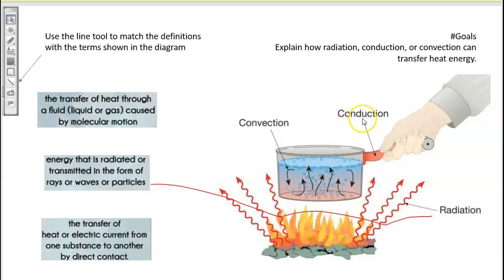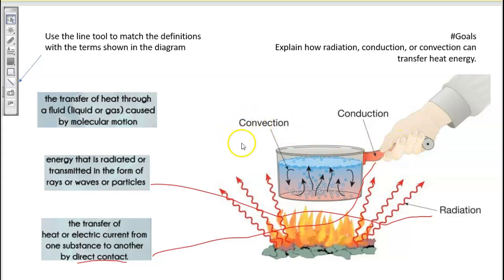Conduction is when something is directly touching the source of the heat. So the transfer of heat or electric current from one substance to another by direct contact, and that's called conduction. We see conduction in several ways. In this case, the person is touching the hot handle of the pot, and the pot could be directly touching the flame. That could be conduction, or conduction could be, the handle gets hot through radiation, and then your hand gets hot by directly touching the handle.